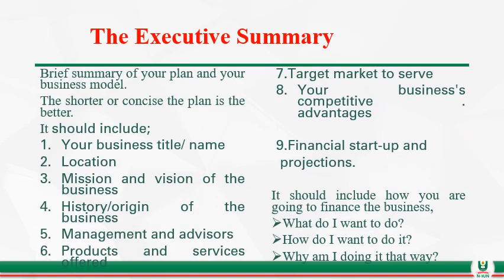Another component of the business plan is the executive summary. It's a brief summary of your plan and your business model. The shorter or more concise the plan is, the better. It should include your business title, name, location, mission and vision of the business, history, origin of the business, management and advisors, products and services offered, target market to serve, your business competitive advantages, financial startup and projection.